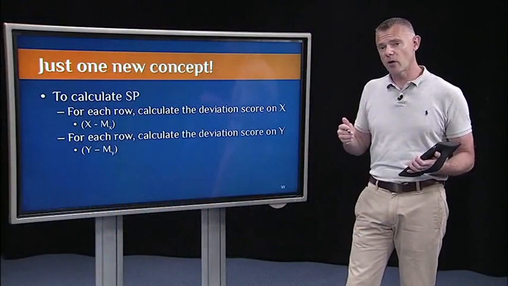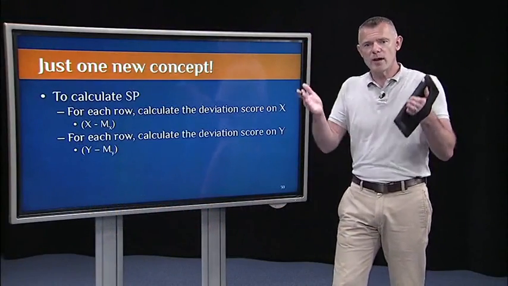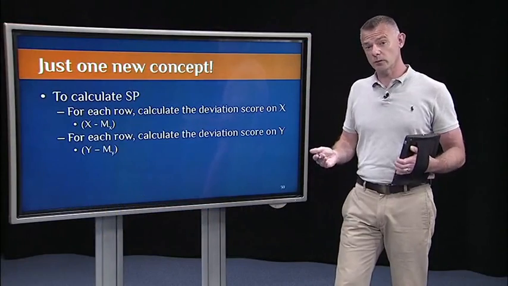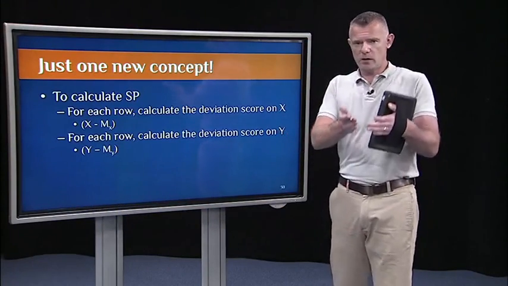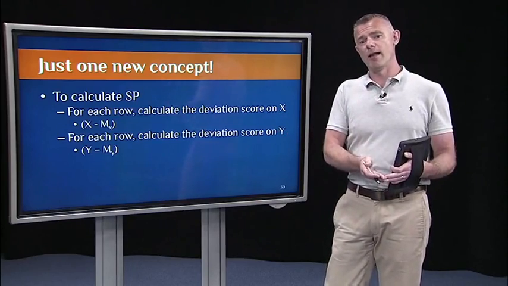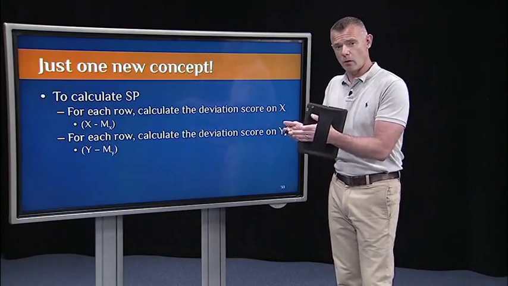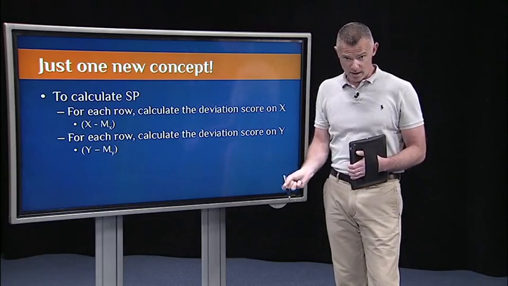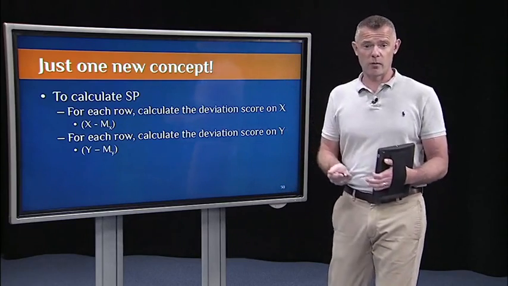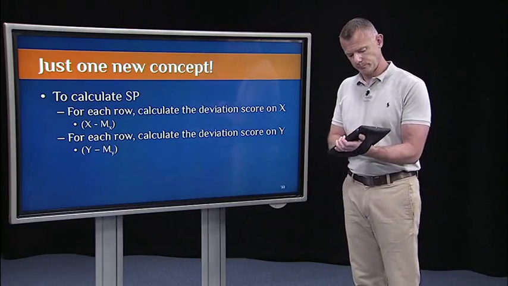To calculate the sum of cross products, remember now we have two variables because we're looking at the correlation between x and y. So we're going to calculate the deviation score on x, the deviation score on y, and take the product of those and sum those products. That's the sum of cross products, or SP.